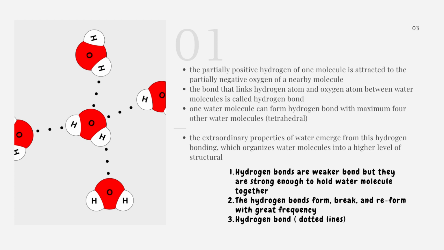Note that the oxygen atom is partially negative, delta negative, and the hydrogen atom is partially positive, delta positive. They form a triangle, 104.5 degrees to each other, have a covalent bond, a hydrogen bond, and they are called tetrahedral.